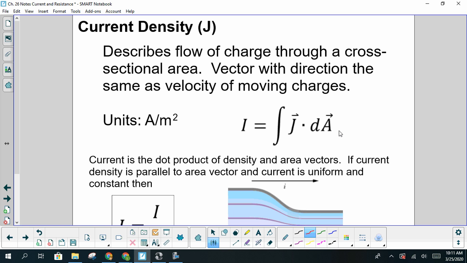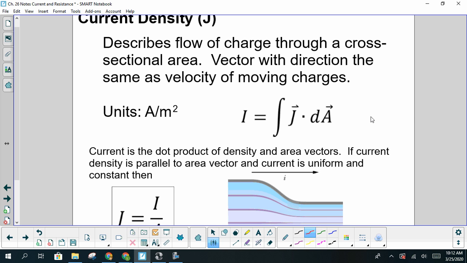I know it seems like a little bit of a stretch, but okay, so our current density, just like any density, is something per volume or per area. In this case, it would be per area. So it describes the flow of charge through a cross-sectional area. It is actually a vector quantity, and that vector is in the same direction as the velocity of the moving charges.